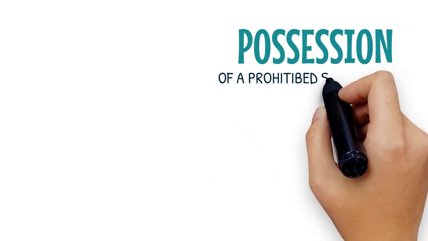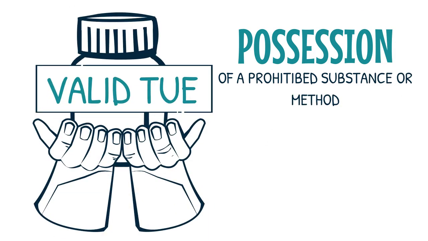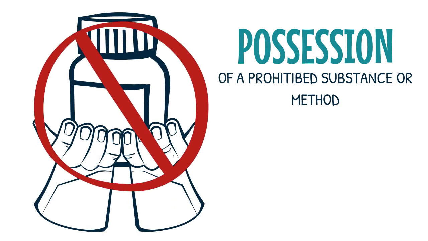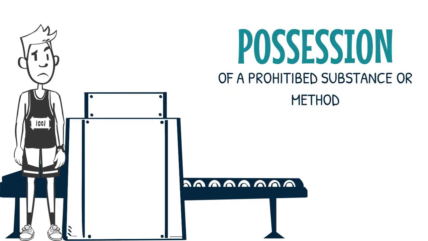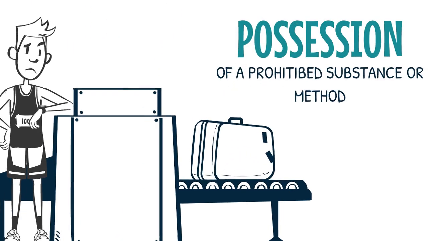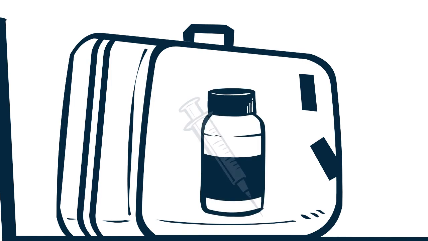Possession of a prohibited item without a valid therapeutic use exemption is an ADRV. Say an athlete has their luggage searched at the airport and a prohibited substance is found. They can be sanctioned for possession, even if they don't intend to use the substance.